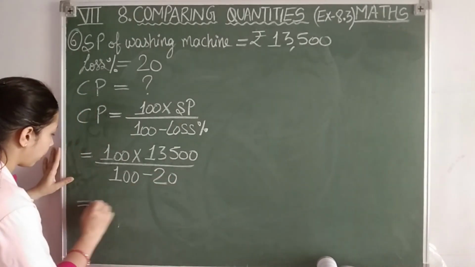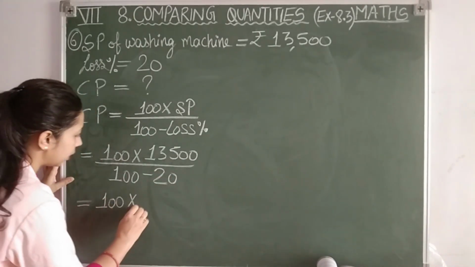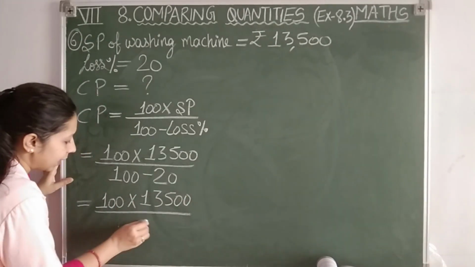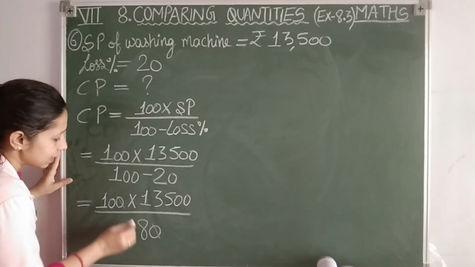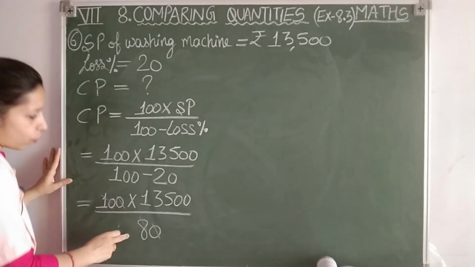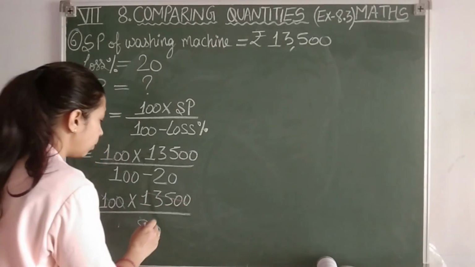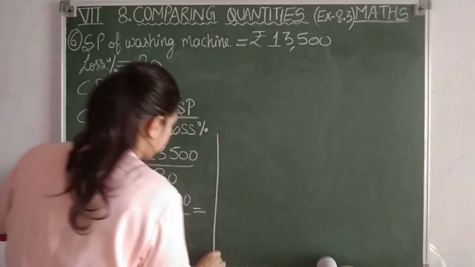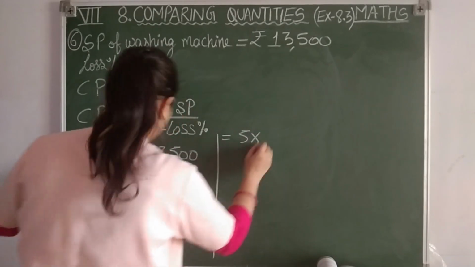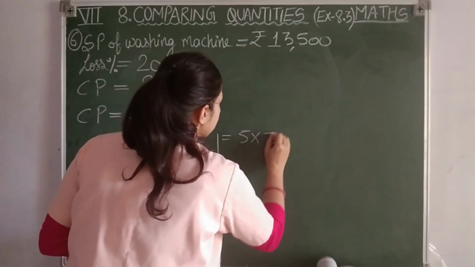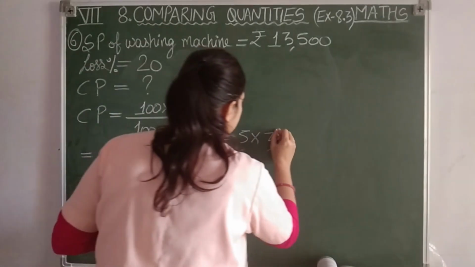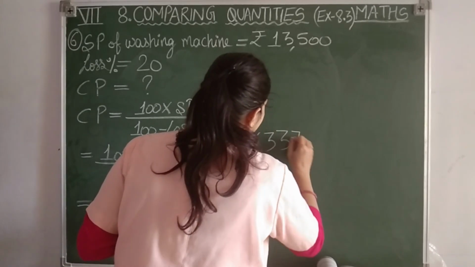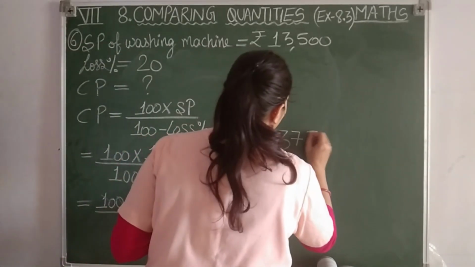So students, now 100 into 13,500 upon 100 minus 20, which will give us how much? 80. Let us cancel this, students. 0, 0 cancelled. Then 2 4s are 8, 2 5s are 10, 4 here. Let me divide this by 4. 5 into, so I am dividing it by 4. 4 3s are 12, 1 left. Then 4 3s are 12 again. 13, 14, 15, 3 left. It became 30. Then 4 7s are 28, again 2 left, so 20, 4 5s are 20.